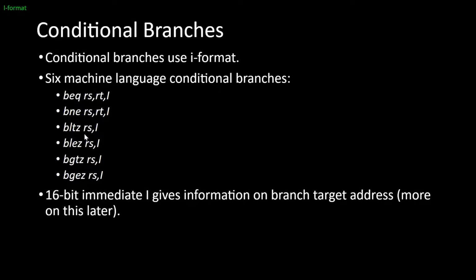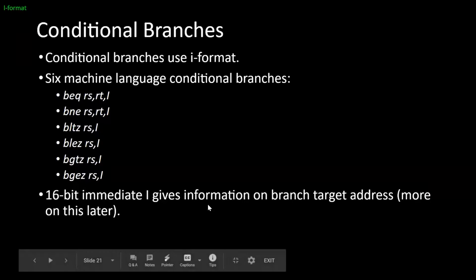Some of these are dealing with 0, so they have only 1 register. And the last argument is the I, so it still is 16-bit. This 16-bit I is basically giving some information on the target address, or BTA, the branch target address. And we're going to look at that in more depth.